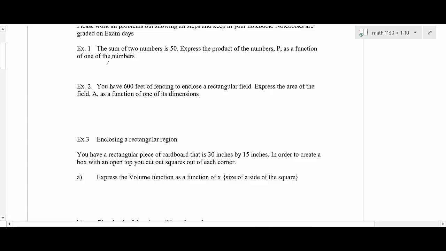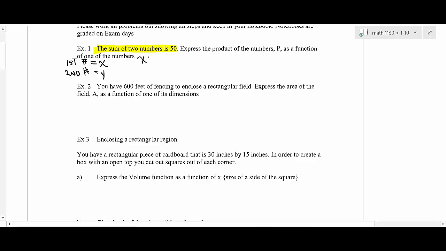So this first problem says that you have the sum of two numbers is 50. Okay, that right there is a mathematical equation in words. So let's just start this off like this. Let's say the first number, give it a variable, let's call that x, okay? The second number does not have to be the same, so we're going to say the second number is equal to y, okay, like that. What would be the equation for the sum of two numbers is 50 then? X plus y equals 50, good.